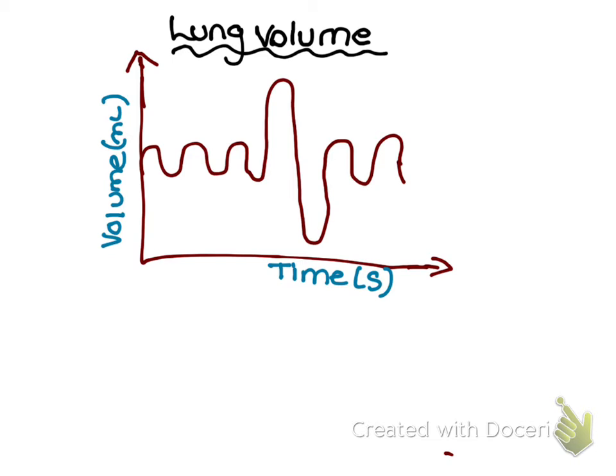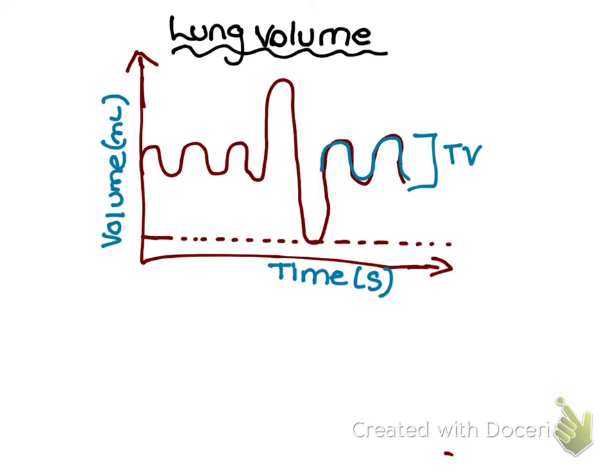If we start with this here, this represents the tidal volume, and this can be between 400 to 600 mils. It depends on the body weight and the size of the person. These small waves here represent the tidal volume.